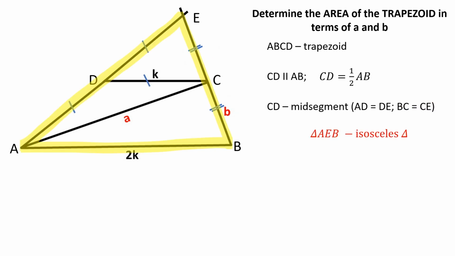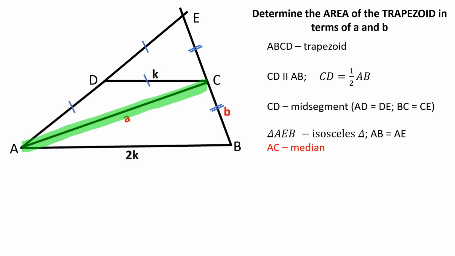Triangle AEB is an isosceles triangle. AB is equal to AE. AC is a median, and since triangle AEB is an isosceles triangle, AC is also an altitude.